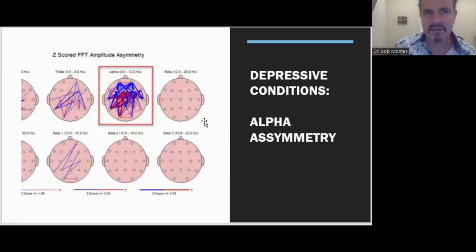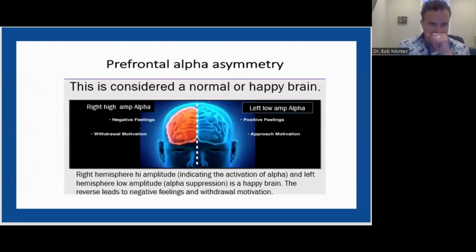Another depressive condition is what we call alpha asymmetry. So typically in the brain, when the left hemisphere activates, it suppresses alpha electrical activity as seen on an EEG. So with happy thoughts and the right hemisphere activating a little bit more, it will suppress the alpha. And then with negative thoughts, you'll see it on the other side. So what you'll see here is considered a normal happy brain. It's low amplitude on the left side of the brain and high amplitude on the right.